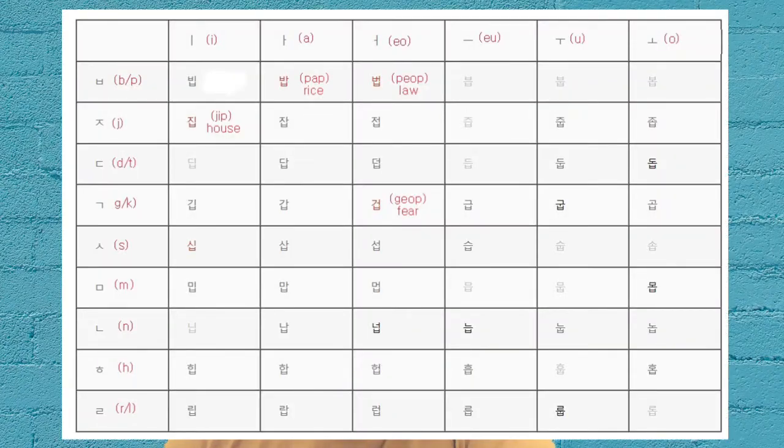Kasi pwedeng P or B. So okay, for example, yung first one is P or B. So we have pop. Yung salita nilang pop is actually rice. Okay, so yung rice, and then pop is loaf, and then we have poop, and pop. Okay, and then next one is jeep. Yung actually in Korea sa kanila, yung house means jeep. Okay, and then we have jap, chop, chu, chop.